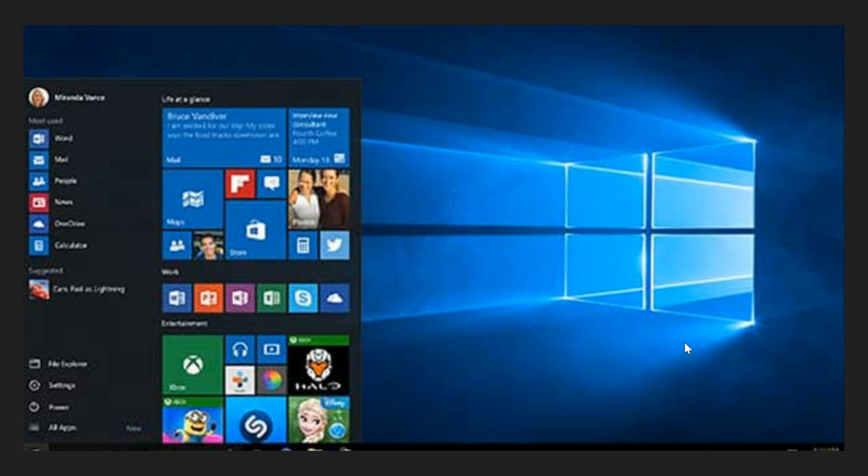So the first original version released was version 1507. 1507 was the original version released July 29, 2015. It had a build number of 10,240. It was a breakthrough. It was the first time that Microsoft had announced that there would not be any other versions of Windows. And it was kind of interesting.